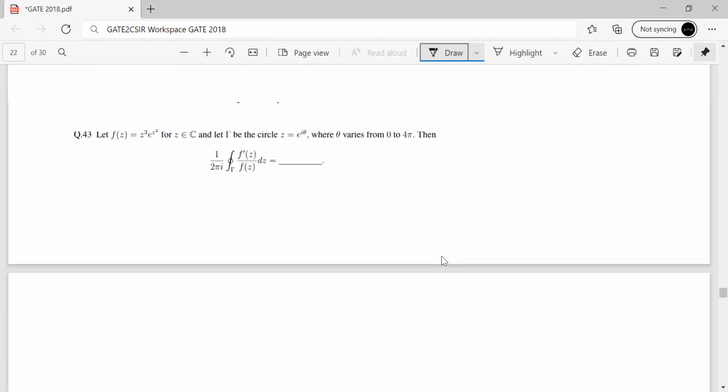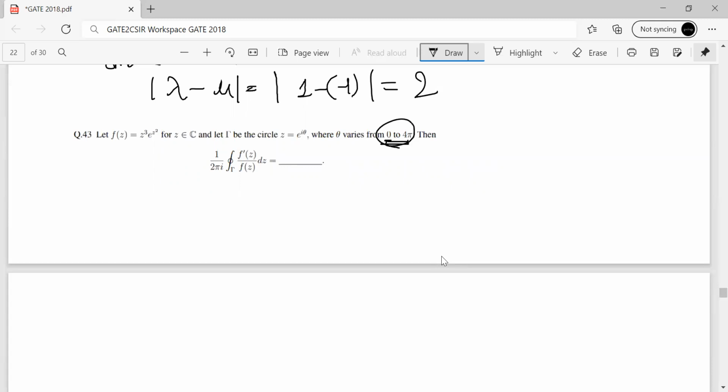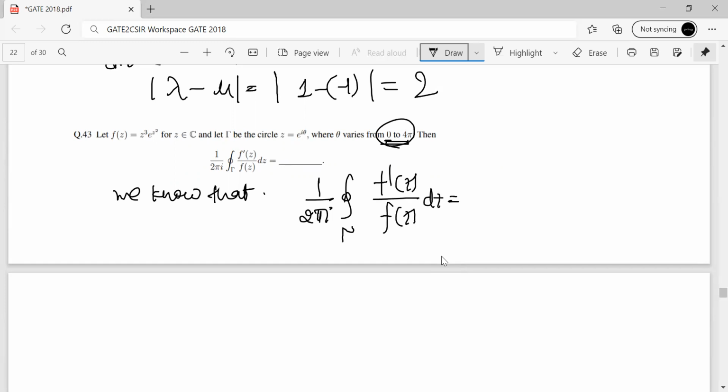Well, now let's solve this one, the easiest problem, 43. It says you are given a circle z equal to e power i theta, where theta varies from 0 to 4 pi. Okay. And they want this. So we know that 1 over 2 pi i times the integral of f dash z over f of z dz equals number of zeros minus number of poles. Argument principle. Okay. Number of zeros minus number of poles.